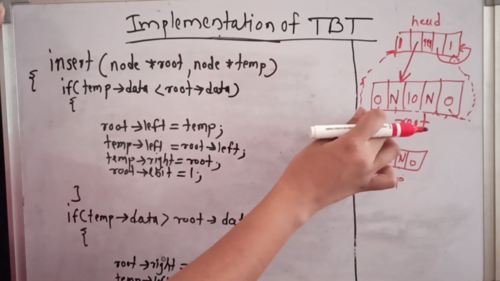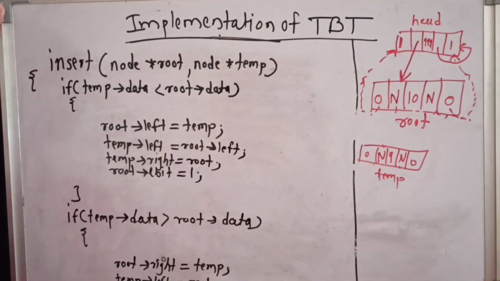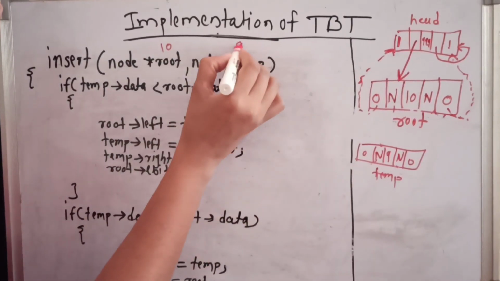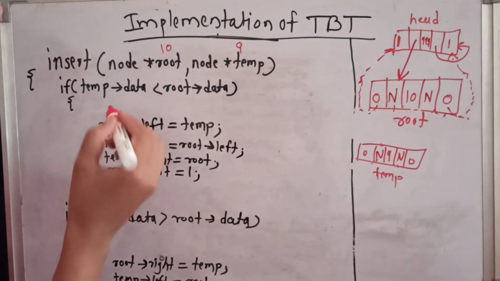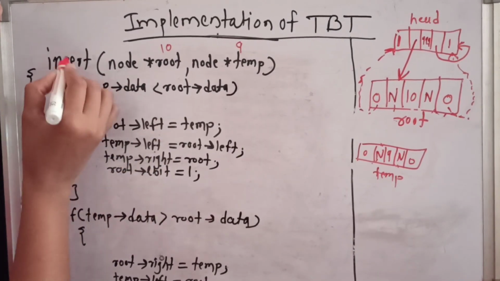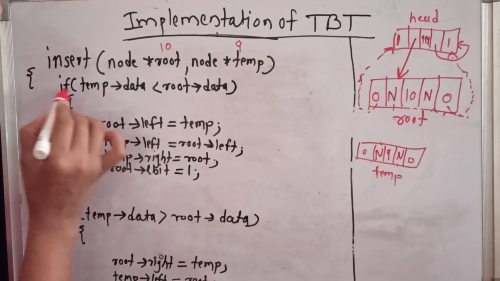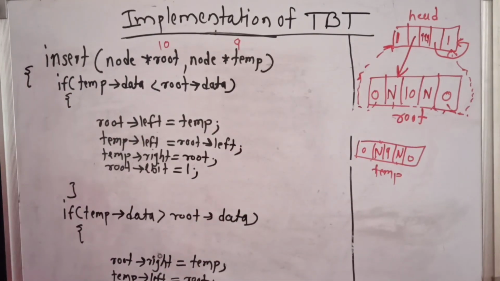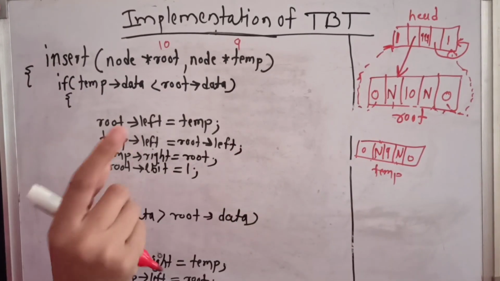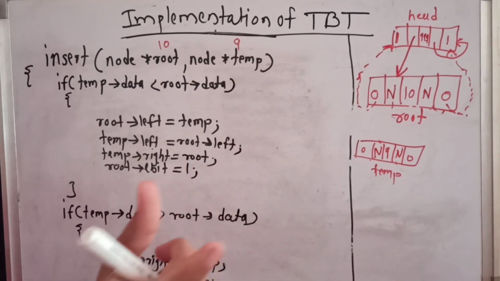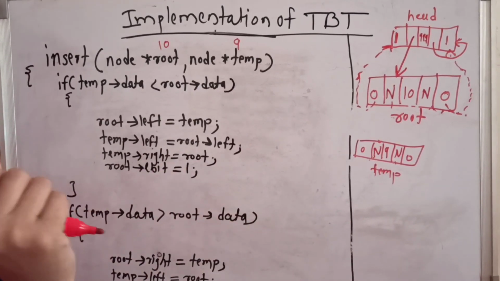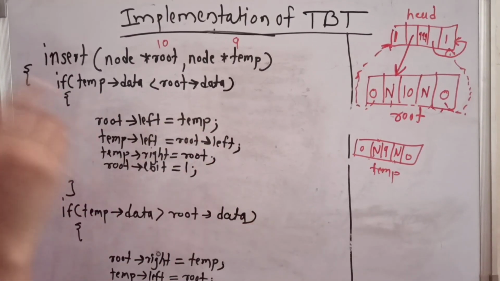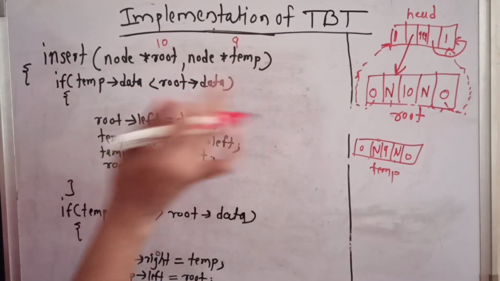Now as the root is already created, we will come inside the insert part. Root is nothing but this value, that is 10, and temp is this value, that is 9. Here, if you see the first statement inside the insert, I am writing: if temp data is less than root data. That means here I am going to explain the implementation related with the threaded binary search tree, not the normal binary tree. Because in the case of a normal binary tree, we can't write it this way. We have to ask the user where to insert the new value, either to the left or the right of the root data.